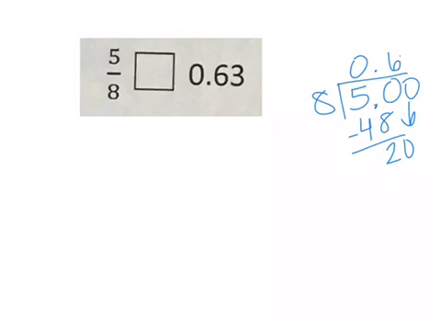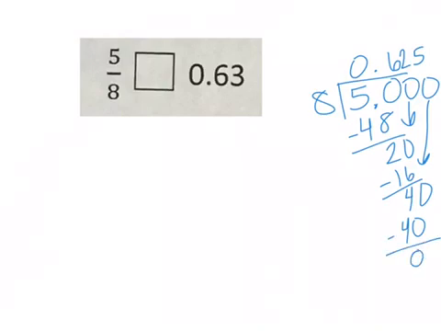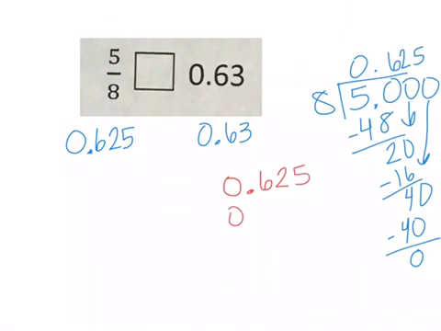8 comes out of 20 2 times. 2 times 8 gives us 16, which leaves us 4 left over. We can add another 0 and bring it down. And now 8 comes out of 40 5 times, because 5 times 8 is 40. Okay, now that we're all done, we're going to bring that decimal over here and compare it to our other decimal. So we have 0.625 compared to 0.63. And we said before that if you can't tell just by looking at them, it's easier to line them up by the decimal place and just compare them one digit at a time.